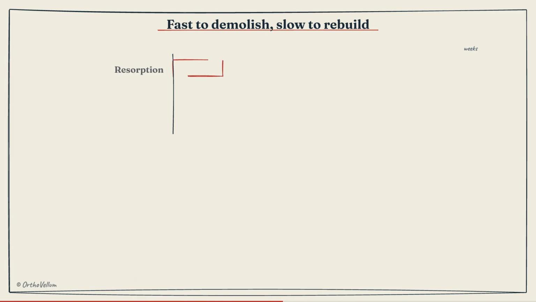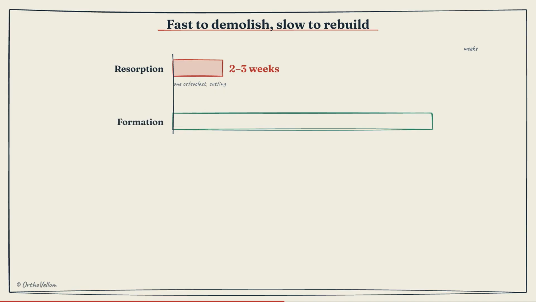Resorption takes 2 to 3 weeks. Formation takes about 3 months. Demolition is fast. Rebuilding is 4 to 6 times slower. That asymmetry has a consequence that catches people out.